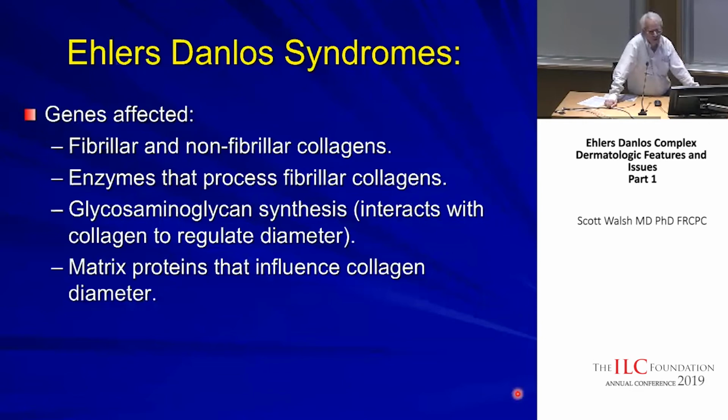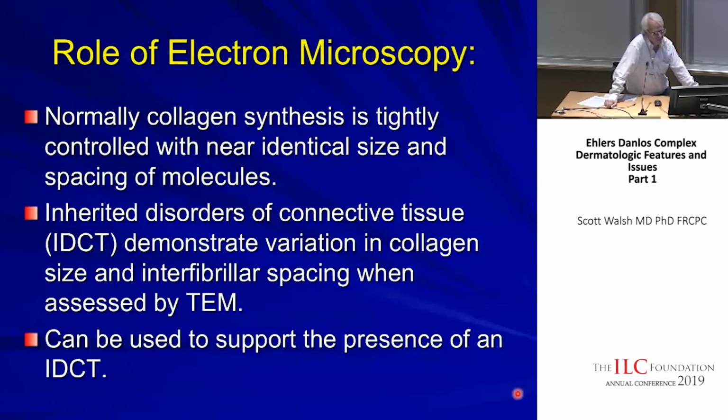And this is the role of electron microscopy from a skin biopsy. So normally collagen synthesis is tightly controlled, and collagens are spaced apart appropriately, and they're all pretty much identical in size. There's what we call a periodicity to fibrillar collagen. Inherited disorders of connective tissue demonstrate variation in collagen size and spacing when viewed on transmission electron microscopy. This can be used to support the presence of an inherited disorder of connective tissue.